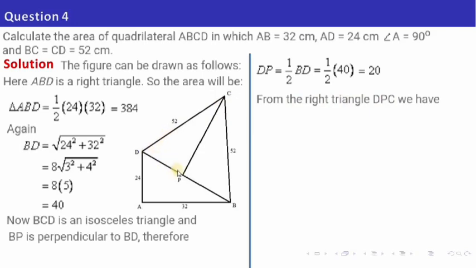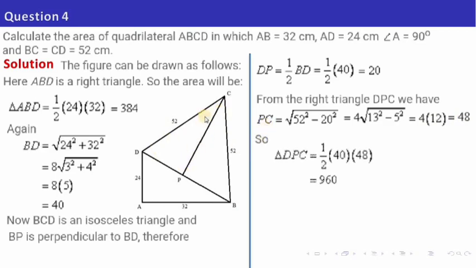Okay, so you have got the base, but you don't know what is perpendicular. So we'll find what is CP. Using Pythagoras theorem, CP will turn out to be exactly 48. So you got your CP value. Therefore, area of triangle DPC will be half into base into height.